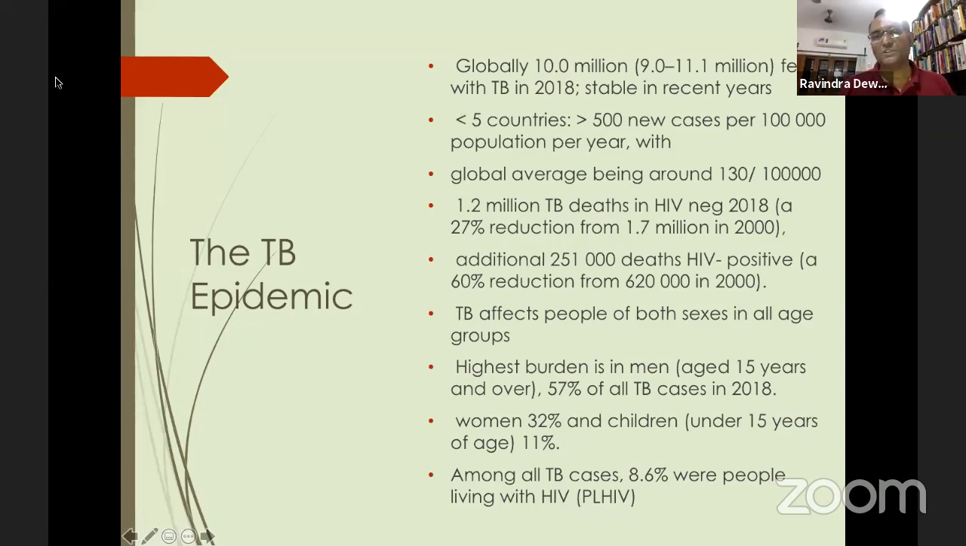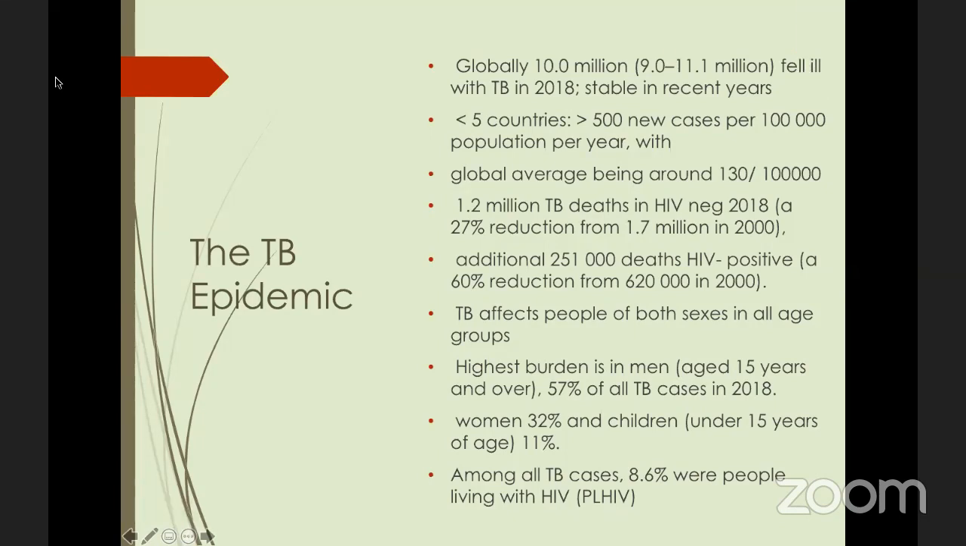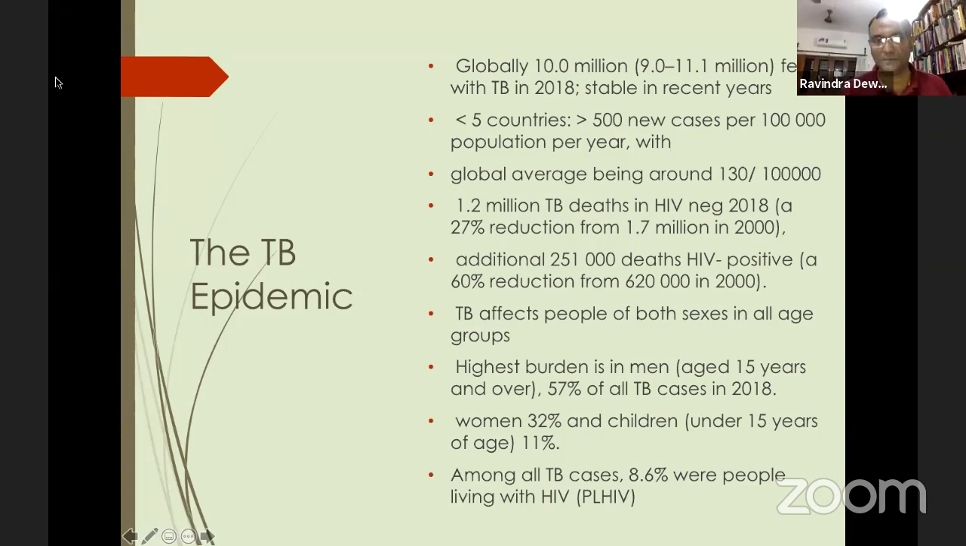The thing to be noted is that these are reductions from the absolute number of deaths that we were having in the year 2000. There was a 27% reduction in those who were HIV negative and a 60% reduction in those who were HIV positive. This shows that our efforts to treat TB and the TB-HIV epidemic are showing some results, albeit slowly.